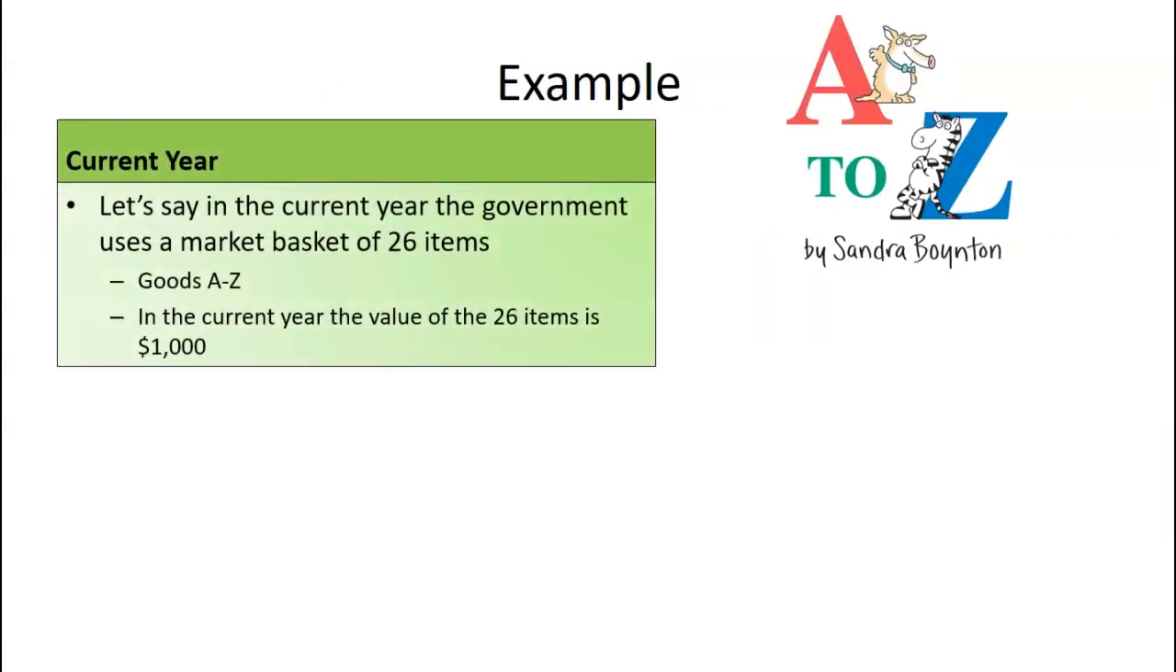Example. Let's say that in the current year, the government uses a market basket of 26 items, just goods A to Z. And in that current year, the total of those 26 items has a value of $1,000.